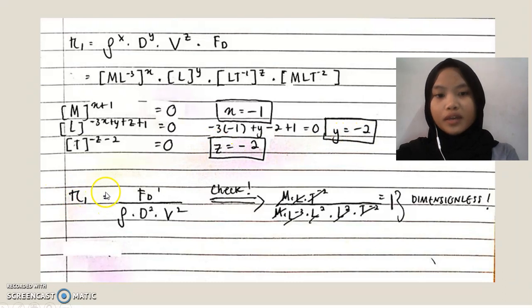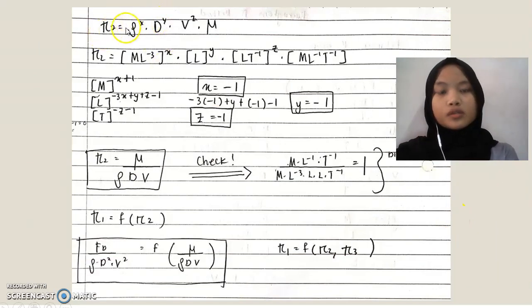Okay, so for the first pi group, we can arrange it. So F_D, and this one is all for x. So rho to the power of x. So x is negative 1, so we put it below. And d is y, so y is negative 2, so we put it below with the power of 2, and the same goes for v squared. So we have solved for the first pi group, and we have to check whether it is dimensionless or not, or whether it is true or not. So we check, and it all cancels each other, and it equals 1. Okay, so that's all for the first pi group.